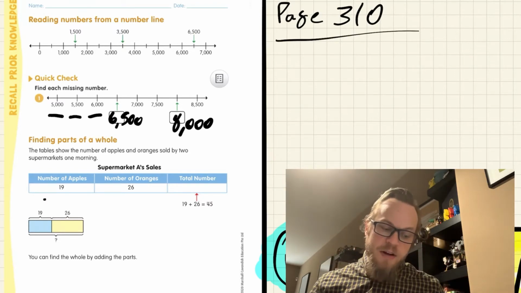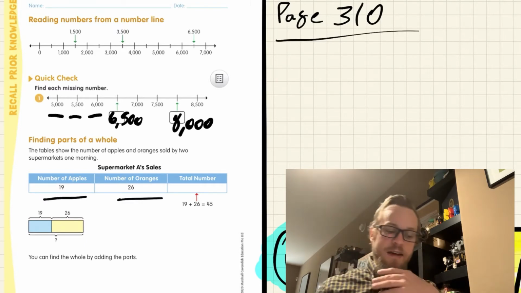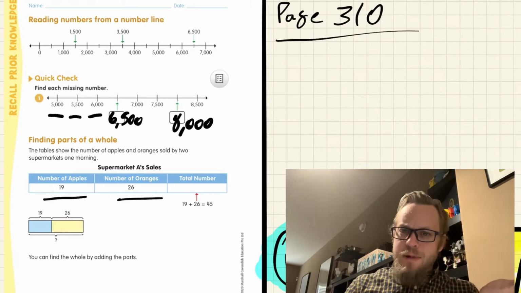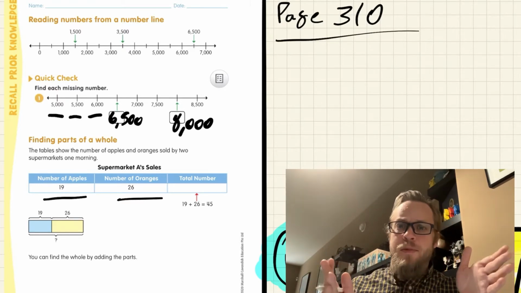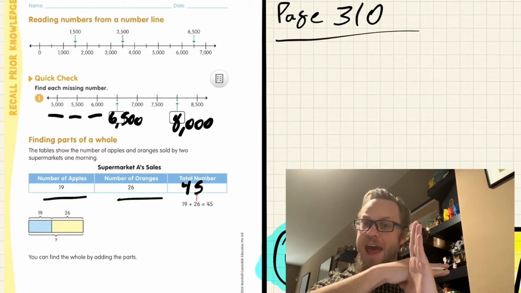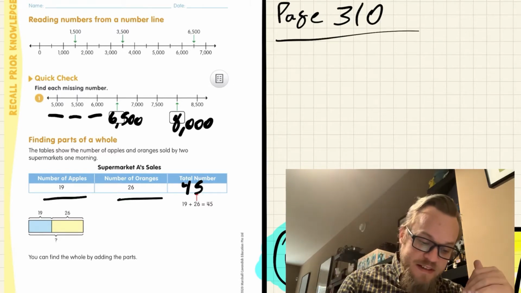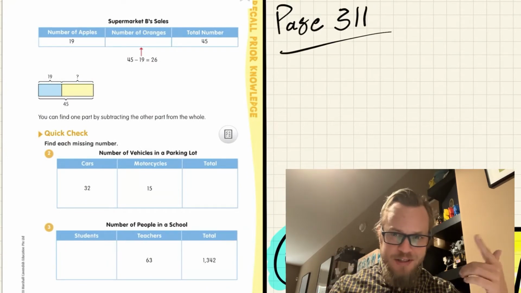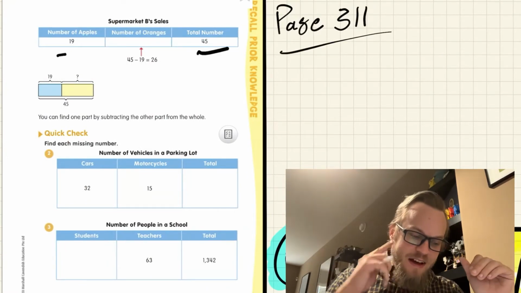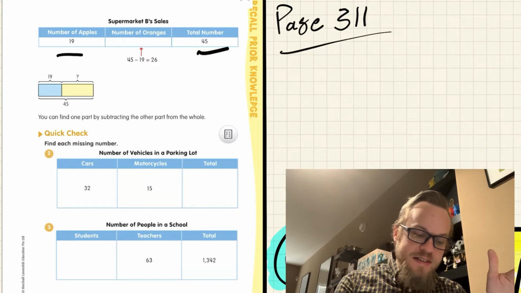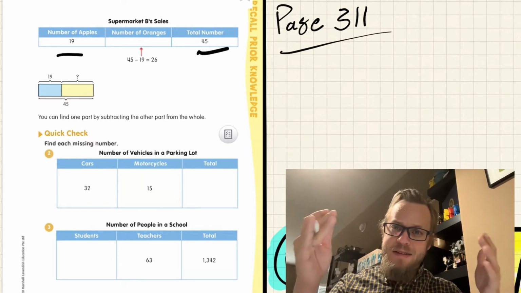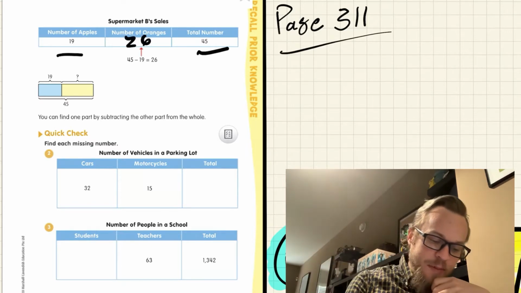Okay, finding parts of a whole. Sometimes we might have data selections that tell us the number of apples and the number of oranges, and we need to find the total number. Whenever we see the word total, we add. So 26 plus 19 would give us a total of 45. Just a quick refresher. All right. Sometimes they give us our total and a part, and we need to subtract. Total minus part gives us that other part. 45 minus 19 would give us 26.